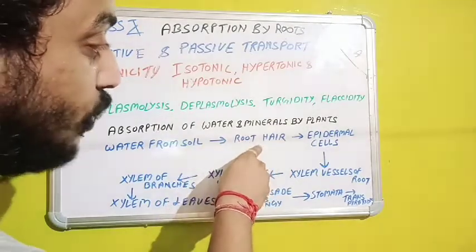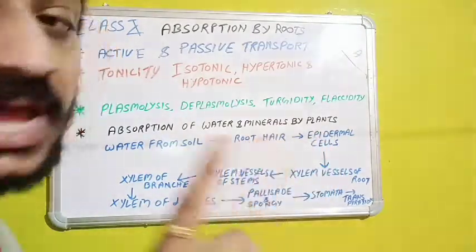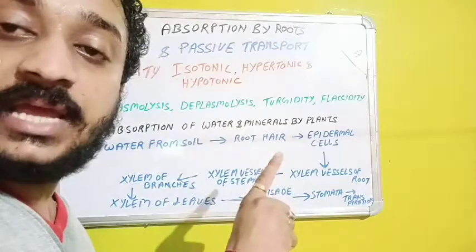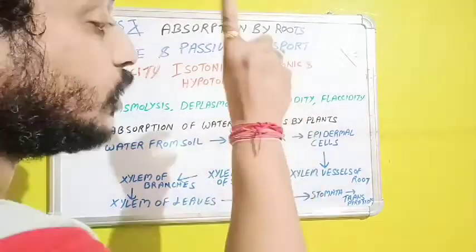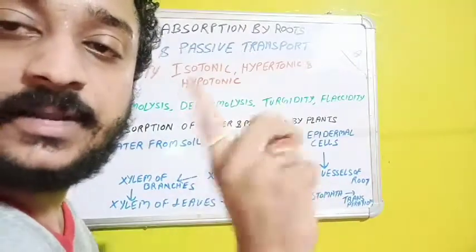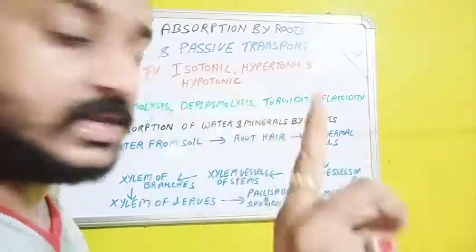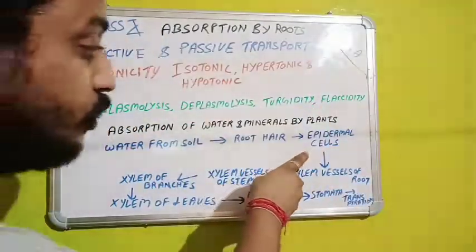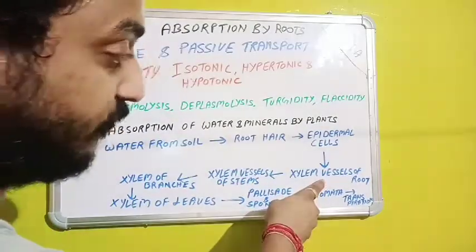Now, after moving to the root here, it will go to the epidermal cells. I repeat, epidermal cells here means epidermal cells of the roots only. Don't confuse them with the epidermal cells of the stems or anything else. Epidermal cells of the root will pass it to the xylem vessels of the root.